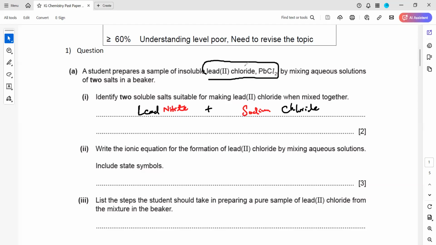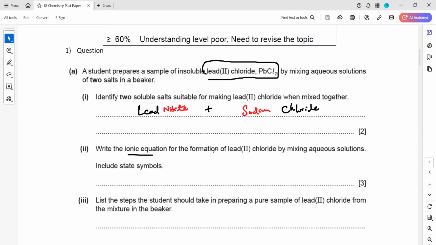Whenever you need an insoluble salt, you separate the name of the insoluble salt. The first name is always with the nitrate, and the second name is always with the group 1 element. You can mention lithium, sodium, potassium, any group 1 element.